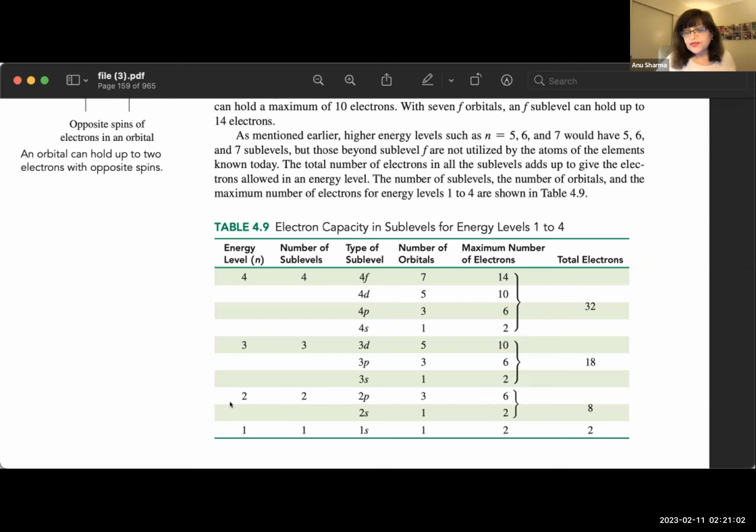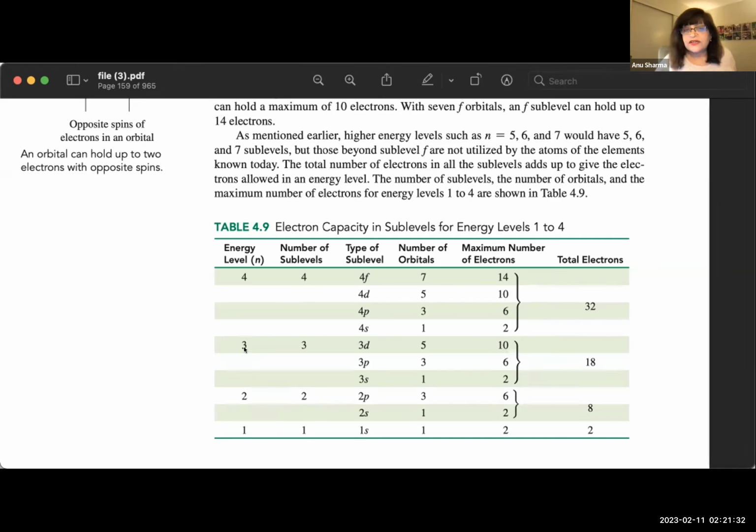Then comes the second energy level. Number of subshells is 2, and the type of sublevels, or the type of orbitals, are 2s and 2p. S can hold a maximum of 2 electrons. S is only one orbital, but p has three lobes. You see that? Px, py, pz. So those 3. S is spherical, one spherical. So S can hold a maximum of 2, but P can hold a maximum of 6.